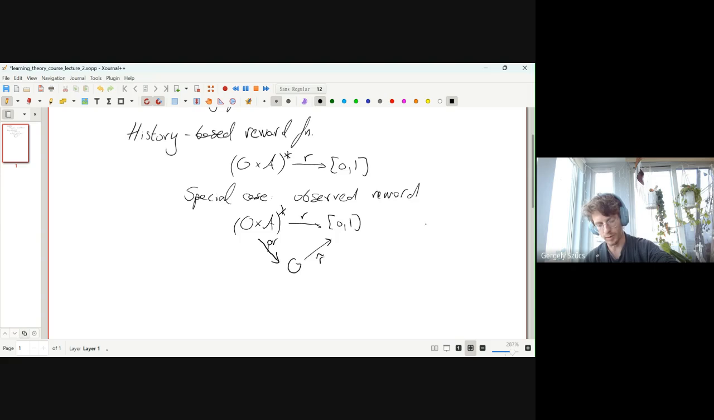Sometimes people write the observation as equal to the reward itself times a side observation. So you observe the reward and maybe that the sky is blue. You can think of this R tilde as just a projection onto the observed reward. Okay, so this is a reward.